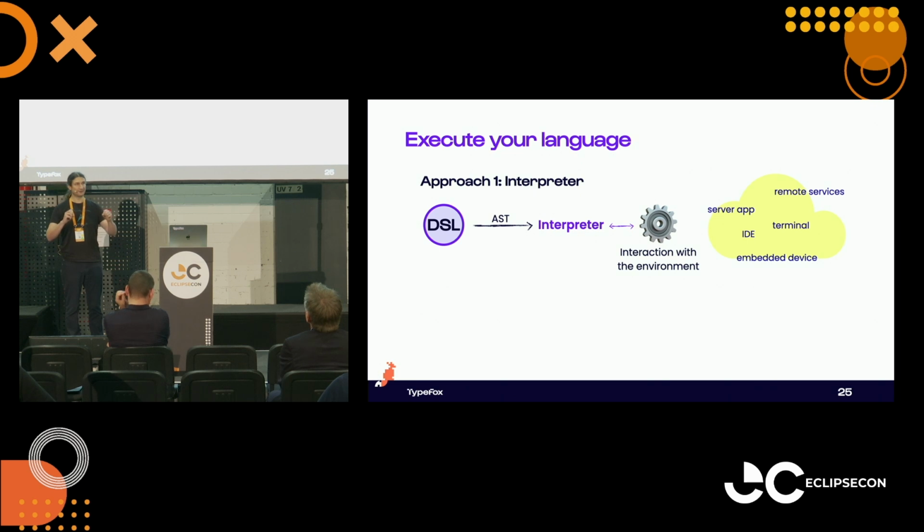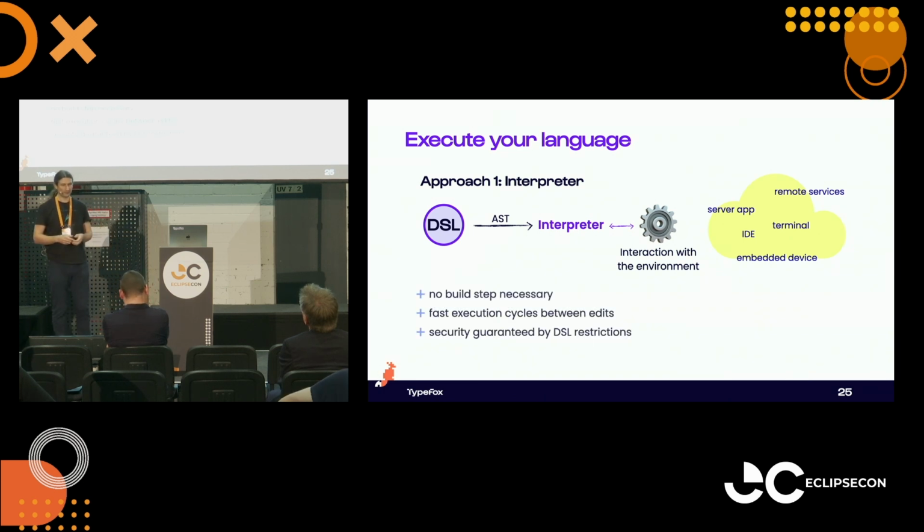And then this interpreter can interact with the environment, and that can be interacting with some server application in the back end, or maybe it can run inside the IDE, so it can interact with the user through the IDE. Or it can run on an embedded device, or on a terminal, or many other ways where such an interpreter can run. What's nice about this, there is no build step necessary. You just parse the text, you get an AST, and you execute it. That's it. So that can lead to very fast execution cycles.